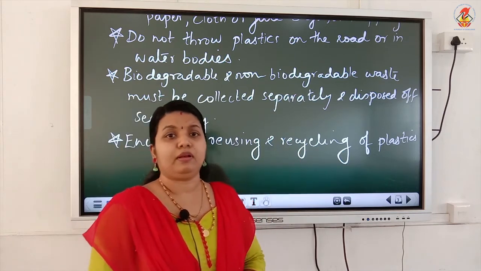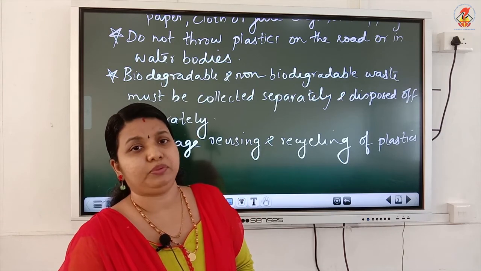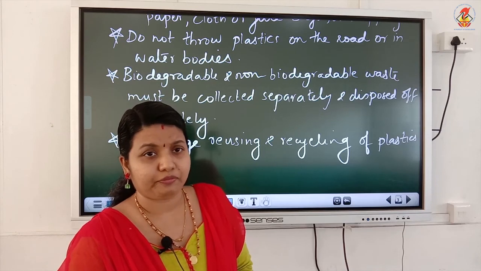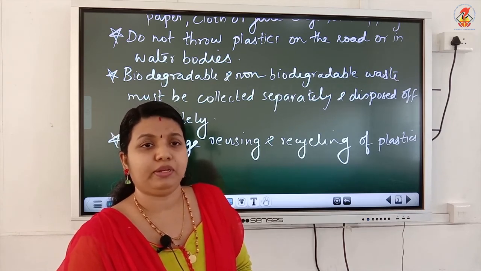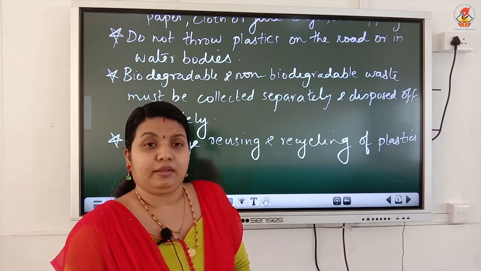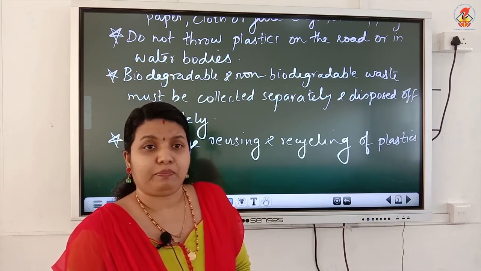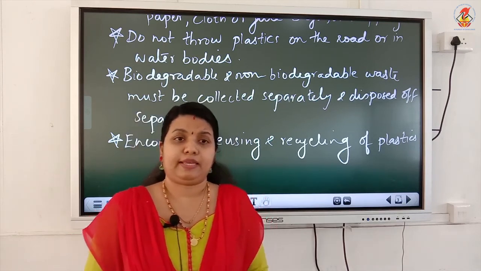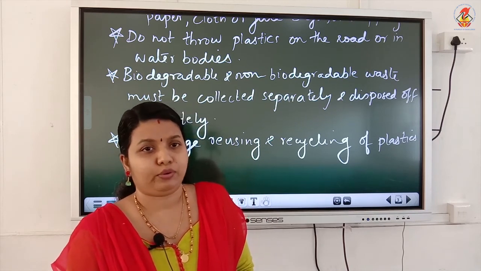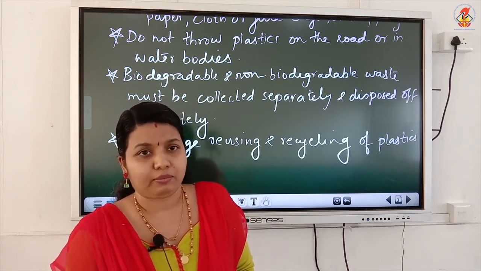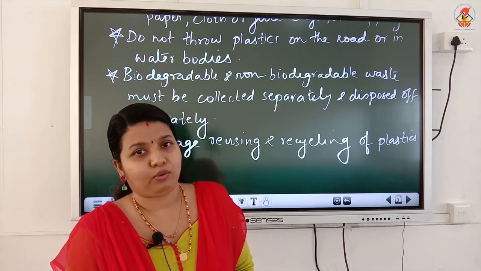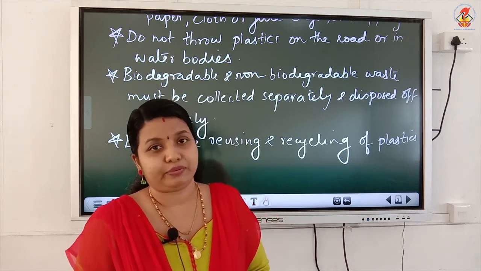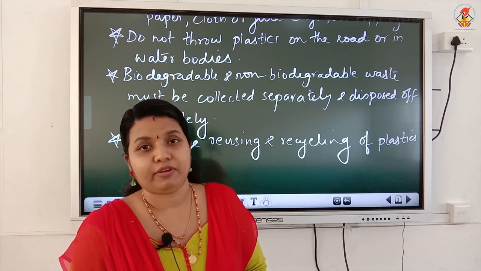So these are the 4 methods that we can adopt to recover from the problems with plastics. Okay, first one is, as far as possible we should avoid the use of plastics. Instead of plastic bags, when you go for shopping, make use of cotton bags, jute bags or paper bags. Second one is, never throw plastic items on the road or in water bodies. Third one is, collect biodegradable and non-biodegradable waste materials separately and dispose of them separately. Last one, we have to encourage reusing and recycling of plastics.